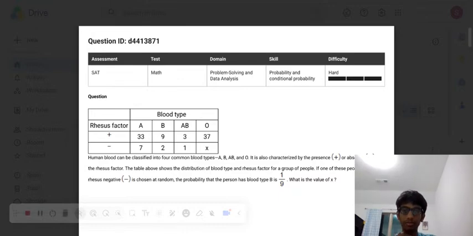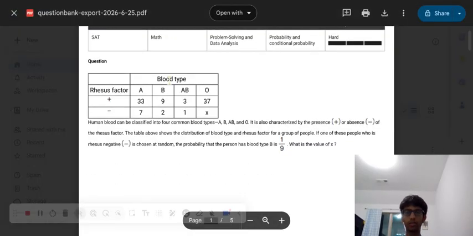Hello everyone. Today we're doing SAT math, problem solving and data analysis, and more specifically we're looking at the subsection probability and conditional probability, and also as always we're looking at 5 difficult problems. So let's start with our first question.